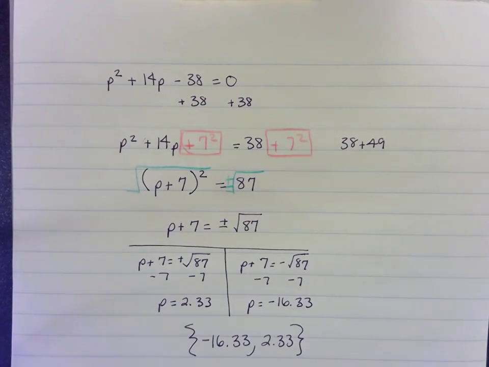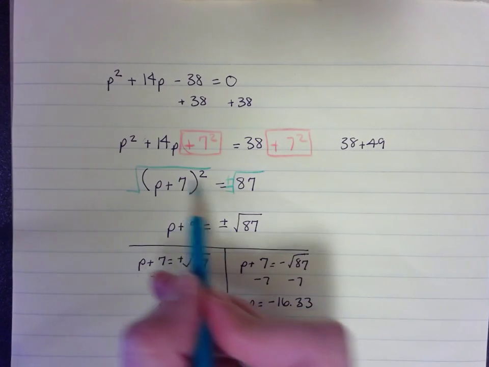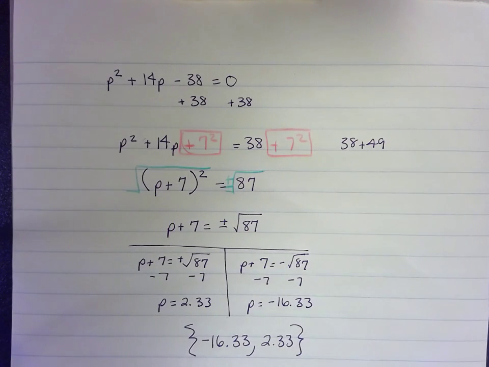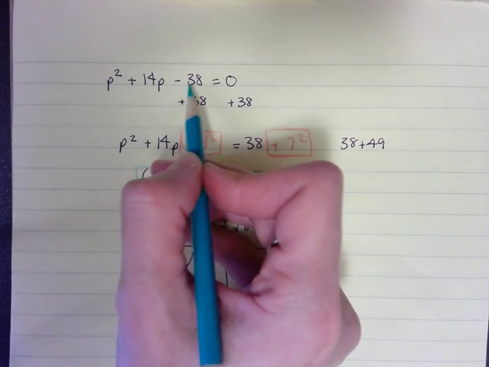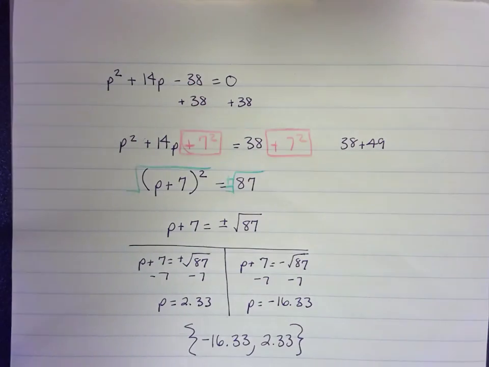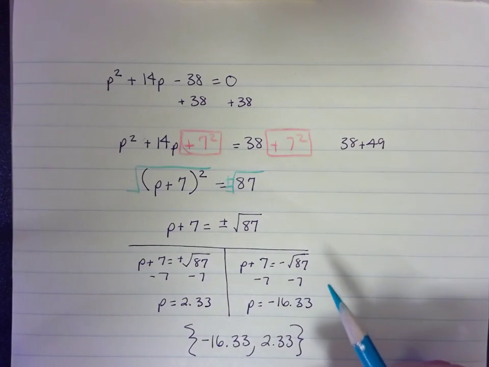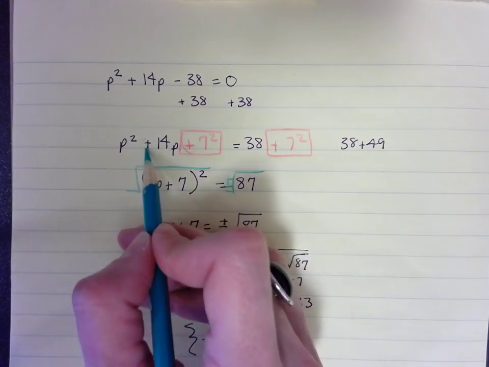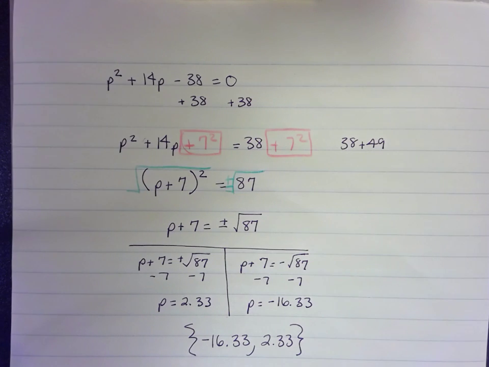So far, we have the square root property. That's if you're given something that looks exactly like that. If not, we can try factoring. But there are no factors of negative 38 that add to 14. So if I can't factor and I can't do the square root property, maybe I can manipulate it so I can do the square root property, which is called completing the square. Soon we're going to have even another method.